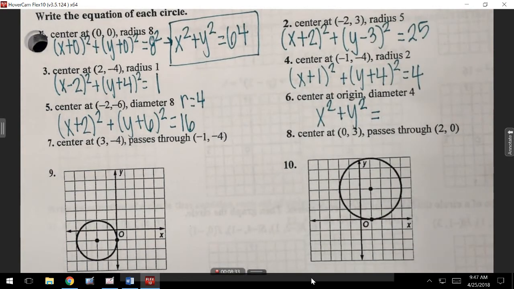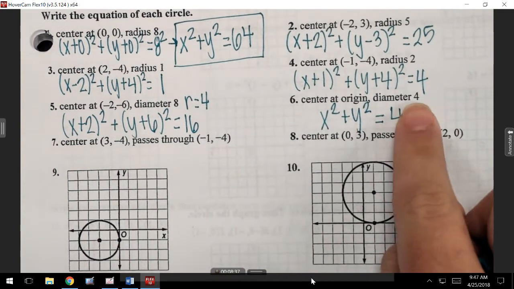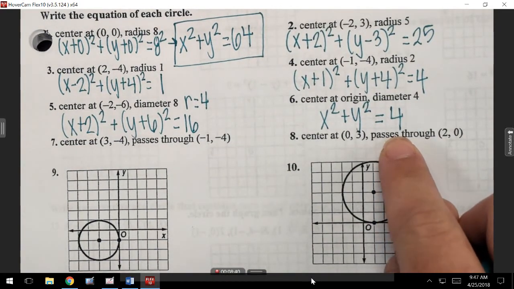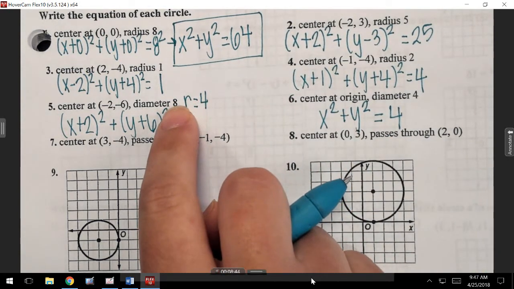Diameter is 4. Radius is 2, squared is 4. Notice how those are the same thing. That does not always happen. It's not always the same thing. Hence this example, right?